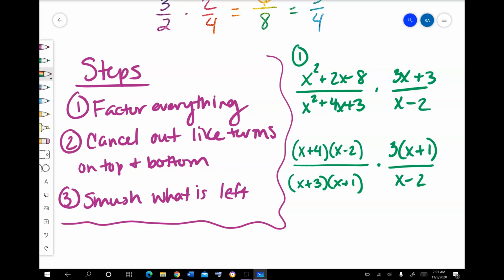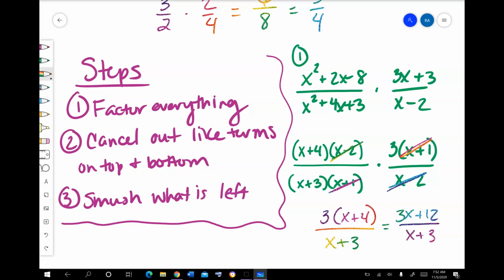Now you need to cancel out like factors on top and bottom. Well, x plus 1, x plus 1. And that looks like, x minus 2, x minus 2. All right, there we go. Smush what you have left, and we'll smush that 3 to that. So it'll be 3 times x plus 4 over x plus 3. Now, if you want to distribute that 3, you could write it as 3x plus 12 over x plus 3 also. Either one is an answer.